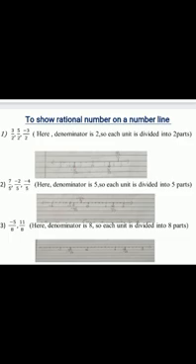Now let's go to the second example, that is 7 upon 5, minus 2 upon 5, minus 4 upon 5. Here again children, first we have to see the denominator. What is the denominator? Yes, 5. So each unit has to be divided into 5 equal parts.